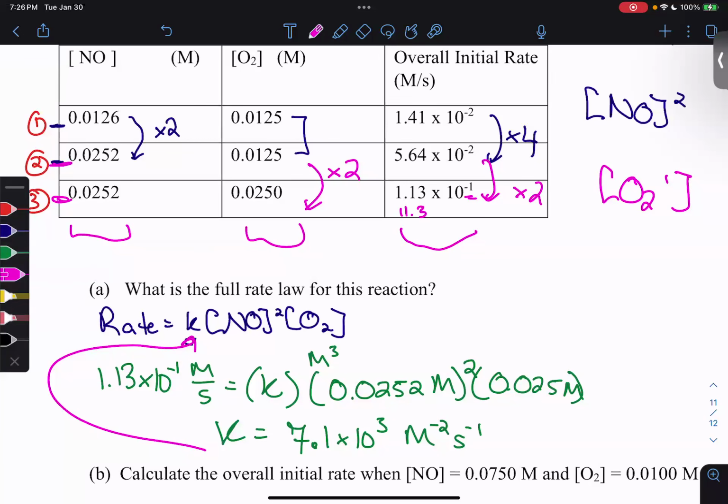And so prove it to yourself. Please prove it to yourself that if you plug in the information from any one of those 3 experiments, you get the same exact K for all of them. And that should make sense because this is the same exact reaction. So if you think that you will get a different K for each of these different conditions, do review what rate constant means. This is a constant for this specific reaction.